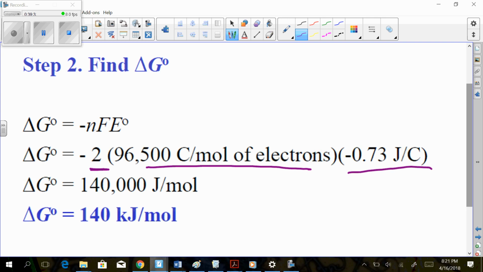And so this positive delta G, this positive number right here, tells us this is not thermodynamically favored.